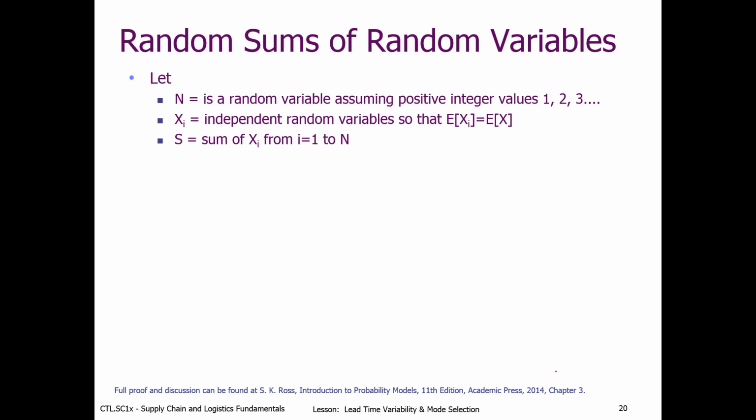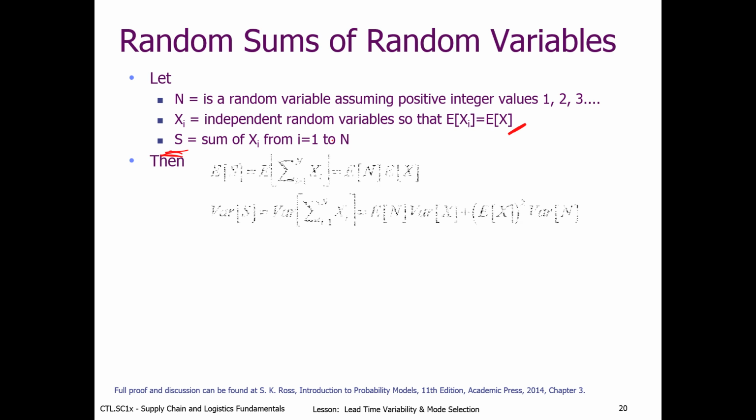And so we're going to say that N is a random variable, assuming positive integer values, 1, 2, or 3. Think of that as the number of weeks of transit time in our previous example. Xi is that demand, and it's an independent random variable, so the expected value for each period, each week's demand, is going to be the same for all of them. And what we want to find is all the parameters, the mean, the expected value, and the standard deviation of the sum of those demands from period i equals 1 to N.